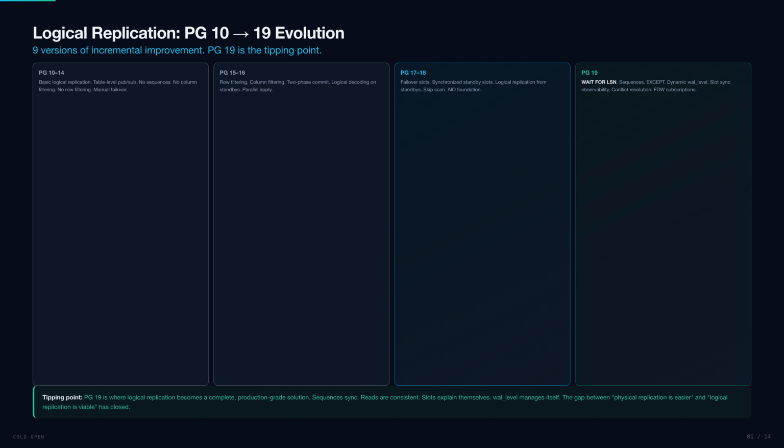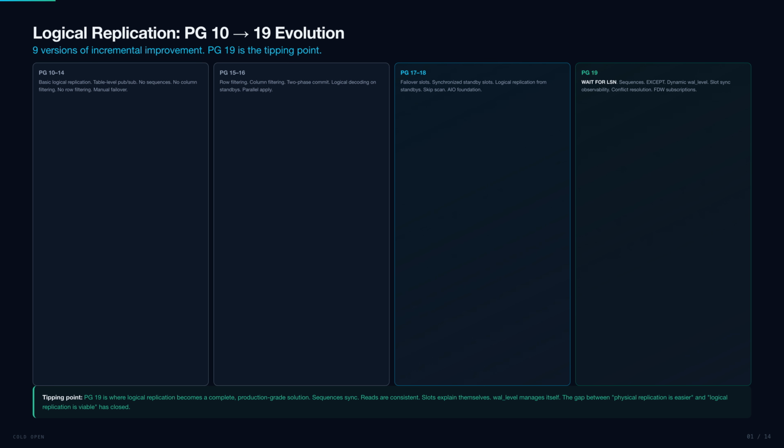Step back. Logical replication in PostgreSQL has evolved over 9 versions. PG 10 to 14, basic table-level pub/sub. No sequences. No column filtering. No row filtering. Manual failover.